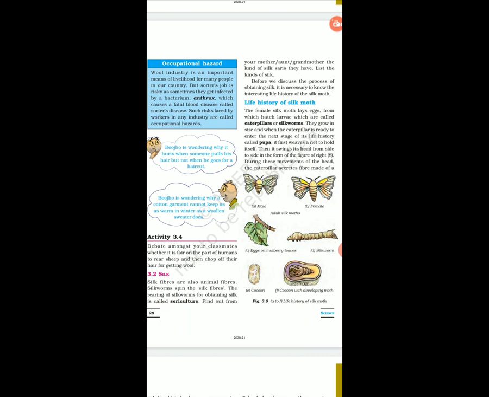it is called pupa. What is it called? Pupa. It first weaves a net to hold itself. Then it swings its head from side to side in the form of the figure of 8. During these movements of the head, the caterpillar secretes fiber of a protein which hardens on exposure to air and becomes silk fiber.